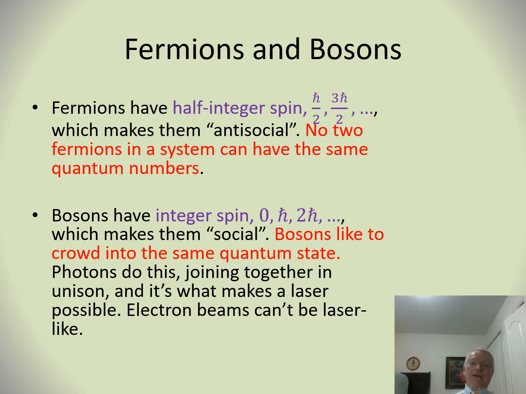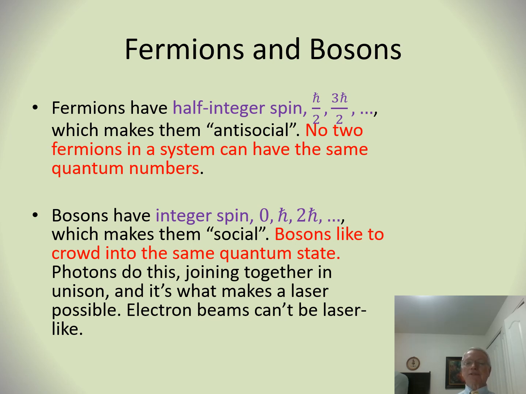These 2 kinds of particles are called fermions and bosons. We mentioned those briefly before. All particles that have half integer spin, H bar over 2, spin a half, 3 halves H bar, spin 3 halves, all of those particles with half odd integer spin are fermions. They're antisocial, and you can't put 2 fermions in a system with the same quantum numbers. Bosons have integer spin, 0, H bar, spin 1, 2 H bar, spin 2.